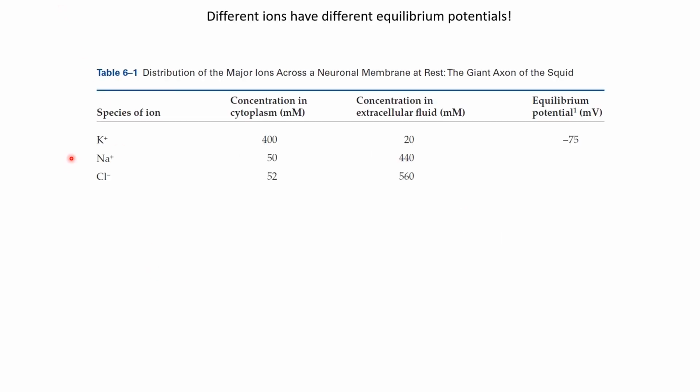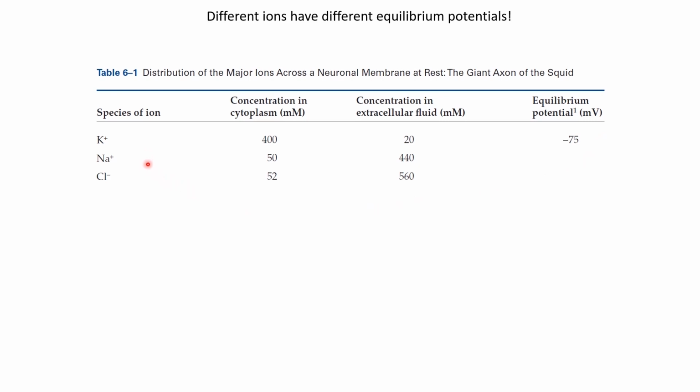So let's consider the equilibrium potentials of different ions. Because the equilibrium potentials depend on the concentrations inside and outside and the charge of the ion, and because these concentrations can be different, we can have different values of equilibrium potentials for different ions. For potassium, K+, the equilibrium potential is around -75. Now let's see if we can figure out what the equilibrium potential for sodium would be.